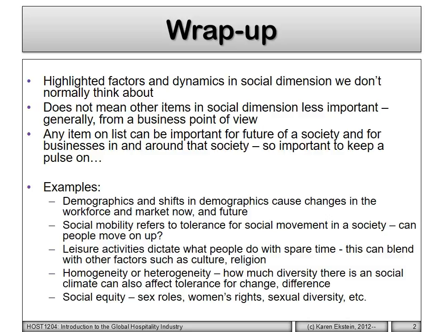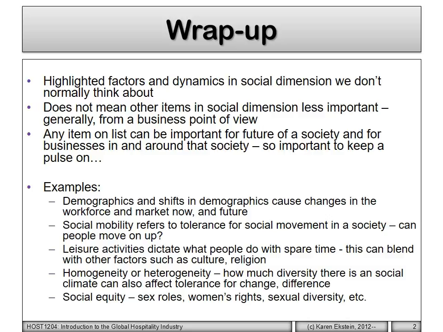So let's do a little wrap up to now. We've highlighted factors and dynamics in the social dimension that we might not normally think about. That doesn't mean that the other items are not important. They are. These are just things that you might not normally have thought about when you were going through the social dimension. Some of them are a little bit more loaded and complex and involve other dimensions as well.